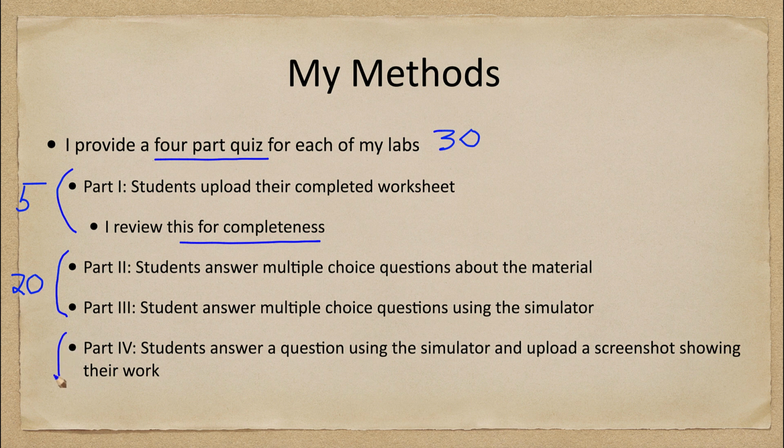And then finally, part 4, also worth 5 points, is a specific question using the simulator. I'll tell them to set up something, have them find a specific value from it, and then upload a screenshot showing their work. So again, I know that they've had to use the simulator to actually get the work, and didn't just pull up somebody's completed worksheet from years ago.